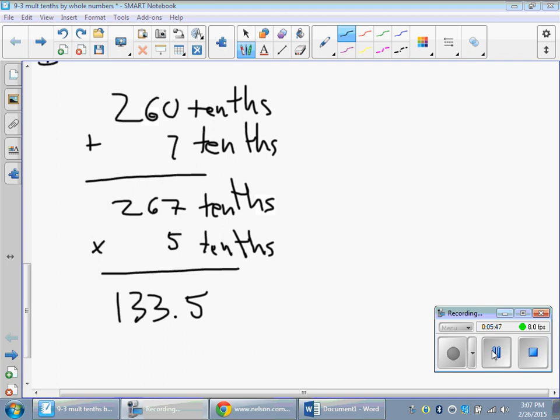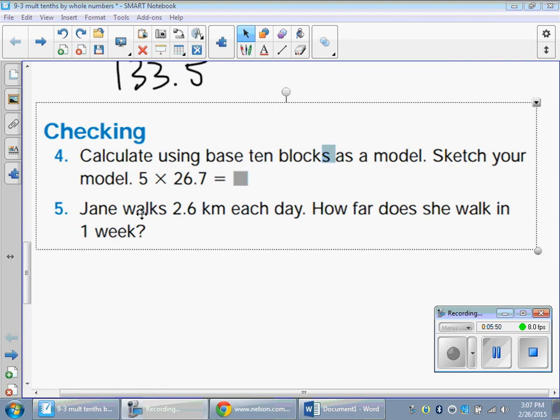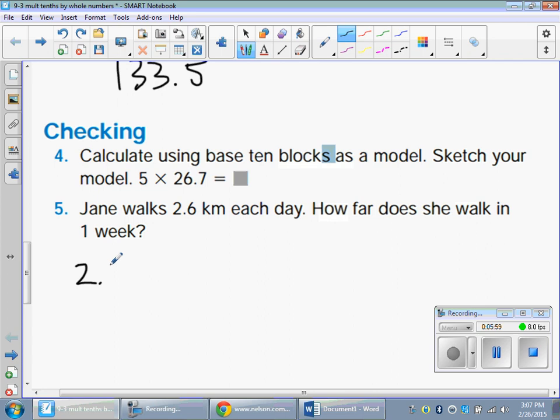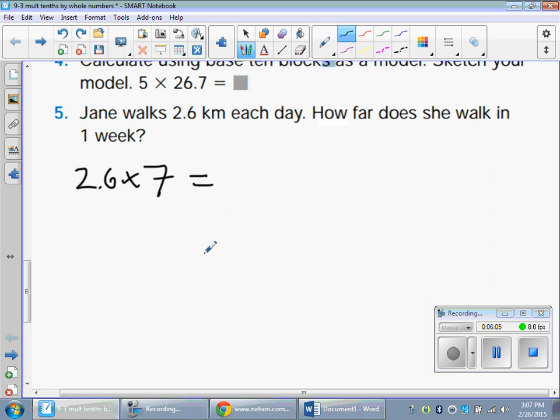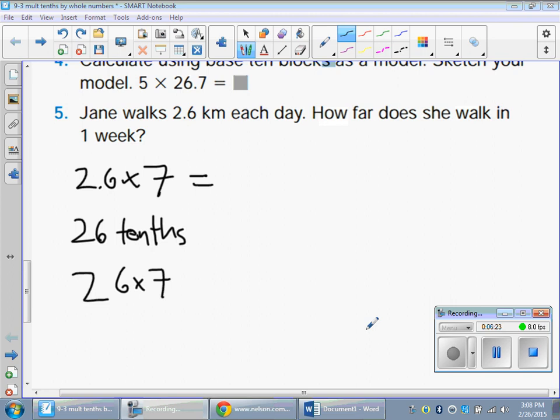To move on to number 5 now, the question asks, Jane walks 2.6 kilometers each day. How far does she walk in 1 week? In this question, we may rewrite that as 2.6 times 7 days. And similarly, we can make groups of 2.6 in terms of our tenths, but we know that 2.6 is like saying 26 tenths. So if we have 26 tenths, we say 26 times 7, like that. Using any method that we might find applicable, 26 times 7 is 182.